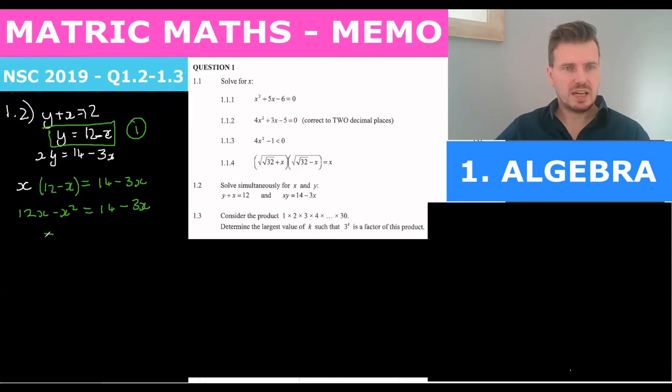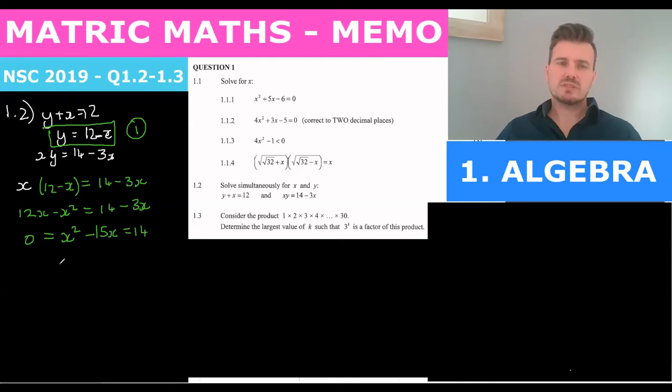I'm going to take the x squared to the right-hand side so that it becomes positive. And then I have 12x. The 12x goes to the other side and becomes minus 12x. So I have x squared minus 15x plus 14 equals 0.